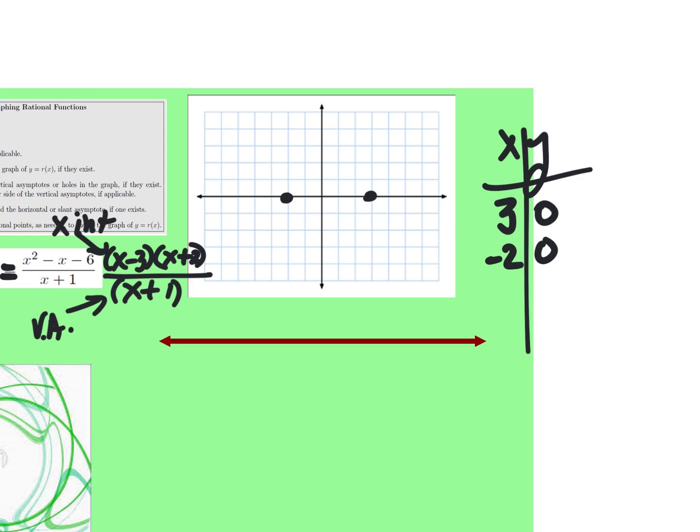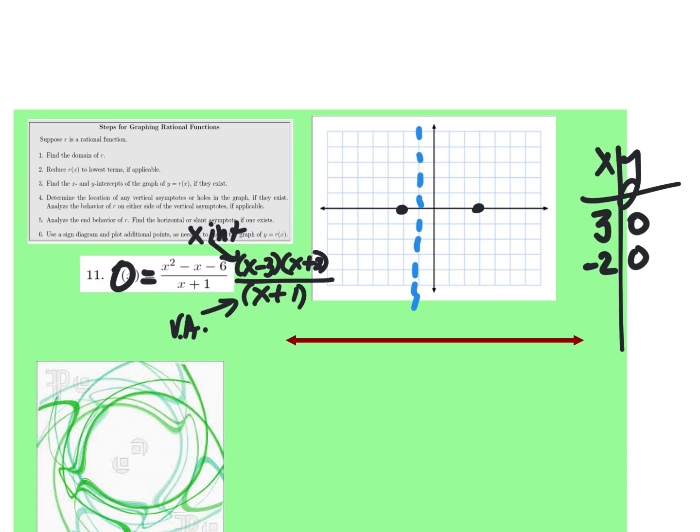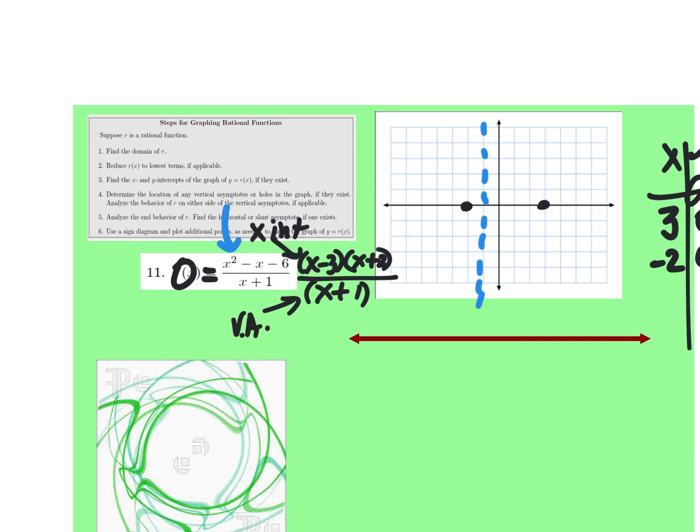You can make the dotted line. All right, the vertical asymptote is at? X equals negative 1. Is there a horizontal asymptote? No. Why not? Because the degree is bigger on the top. You knew the rule that when it's bigger on top, there's no horizontal asymptote. So there's no horizontal asymptotes.